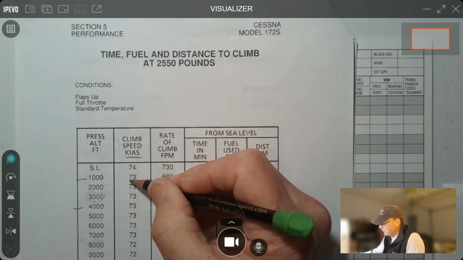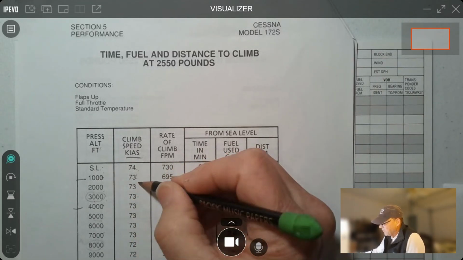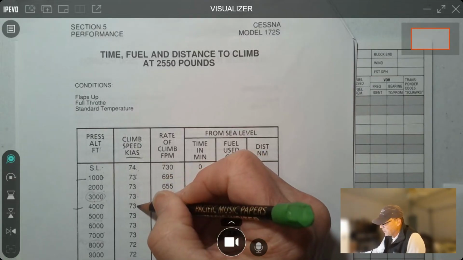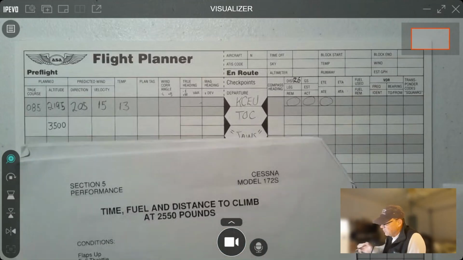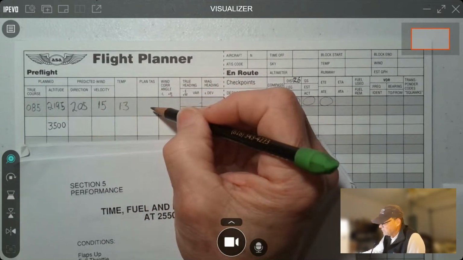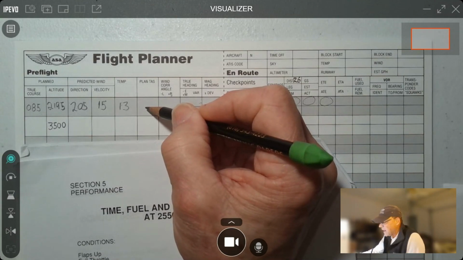But I think it's safe to say that when we're operating here above sea level and below 4,000 feet, our indicated airspeed is going to be 73. We just need to convert that into true airspeed. So let's do that on e6bx.com.